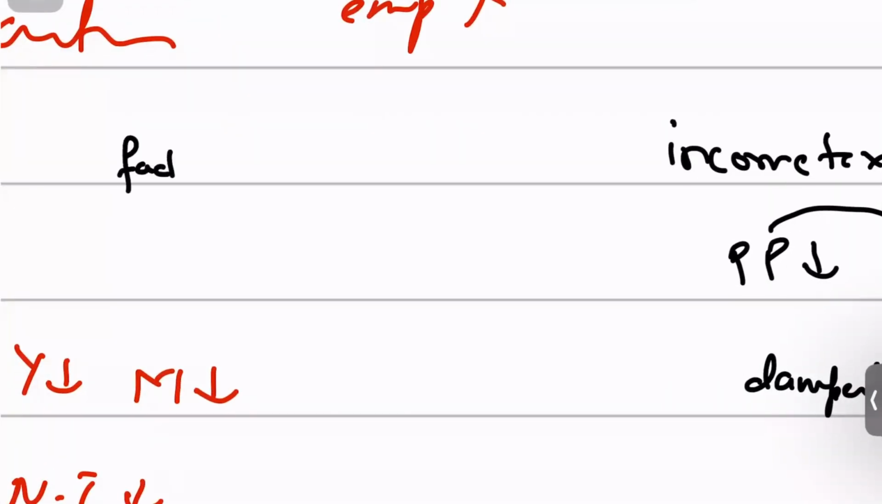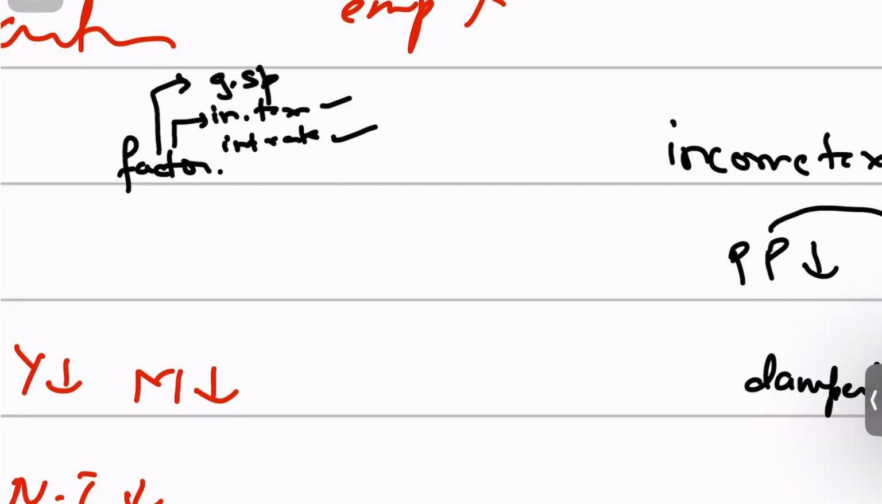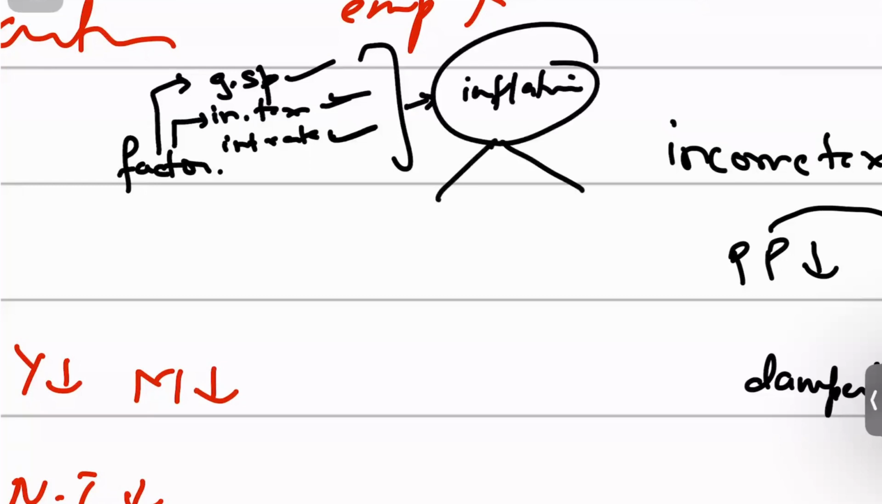Whenever they give you a factor, it could be income tax, it could be interest rates, it could be government spending, it could be any policy, because government spending, interest rates and income taxes are all policy tools of the government. The government increases or decreases interest rates, income tax and government spending to achieve its macroeconomic objectives. And one of the objectives it tries to achieve is to reduce inflation. So whenever it's trying to reduce inflation, always talk about both the types of inflation.